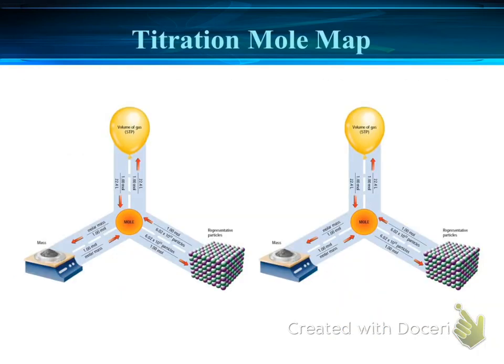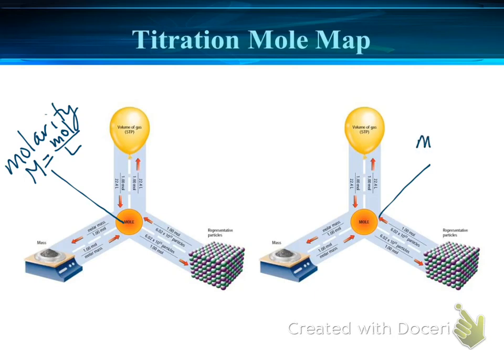In the mole map that we started with in the beginning of the year, we had 3 arms: volume of a gas, mass, representative particles. And we added into this an extension for molarity, or we could say concentration. Molarity is equal to moles of solute over liters of solution. So I'm going to add molarity to both sides of my mole map here. We may not necessarily be solving for molarity, but if we're working with concentrations, we want to use this molarity equation. And we said we could connect the double mole map by using the mole ratios from the balanced chemical equation.